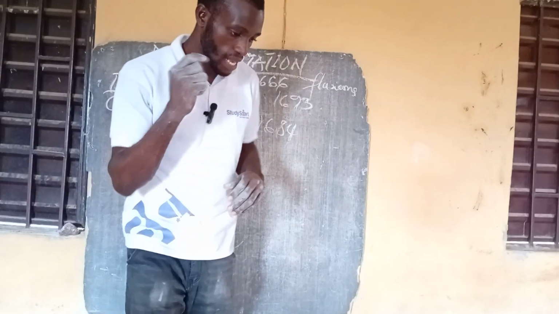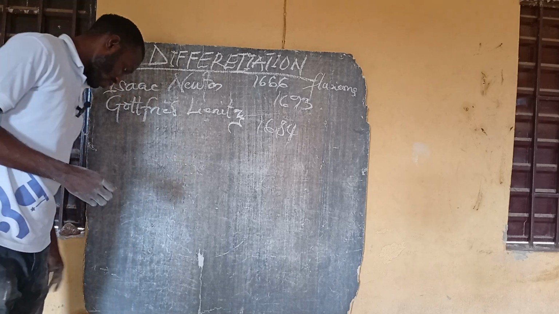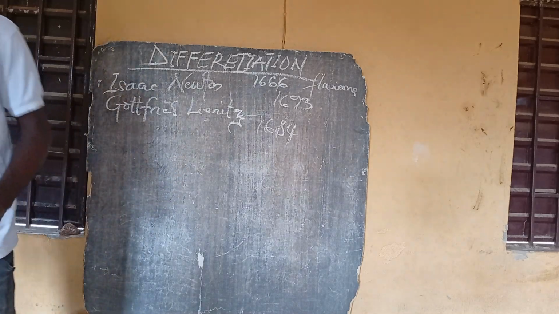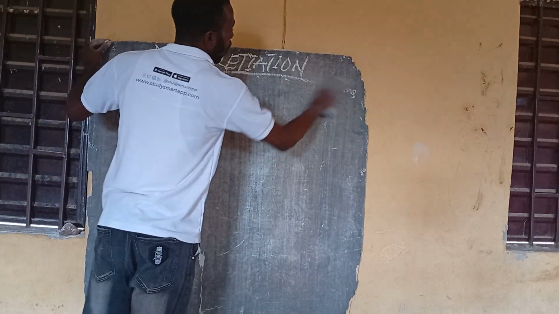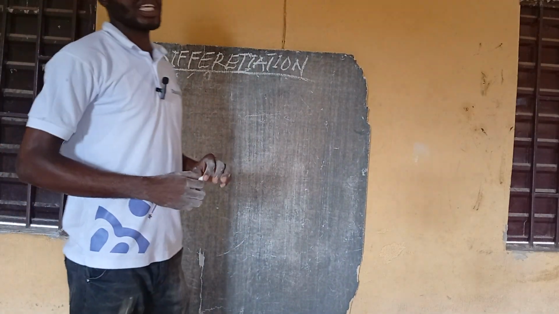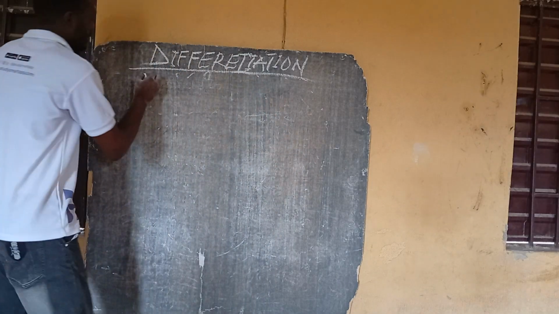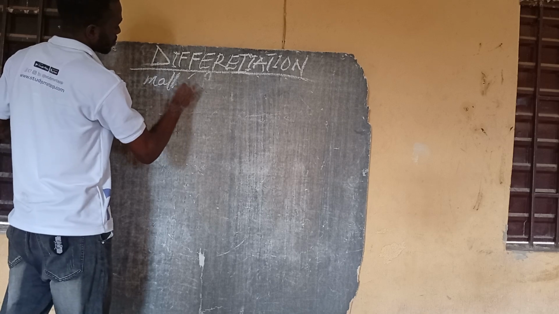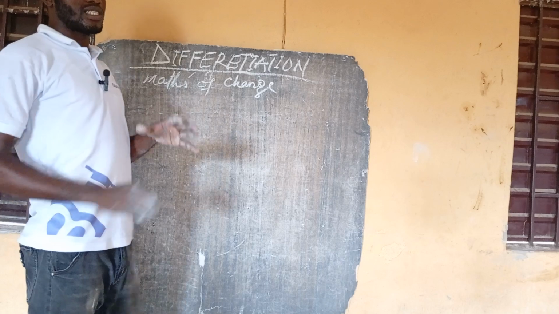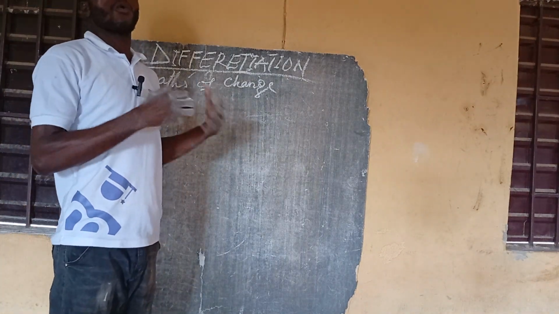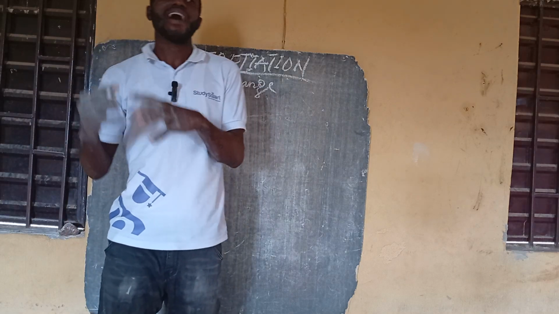Is that okay? Now, that's basically it about the history. So now, what is differentiation about? Differentiation, or basically calculus generally, is the mathematics of change, because primarily what it measures is how quantities change, or how the change in one quantity affects the change in another quantity.